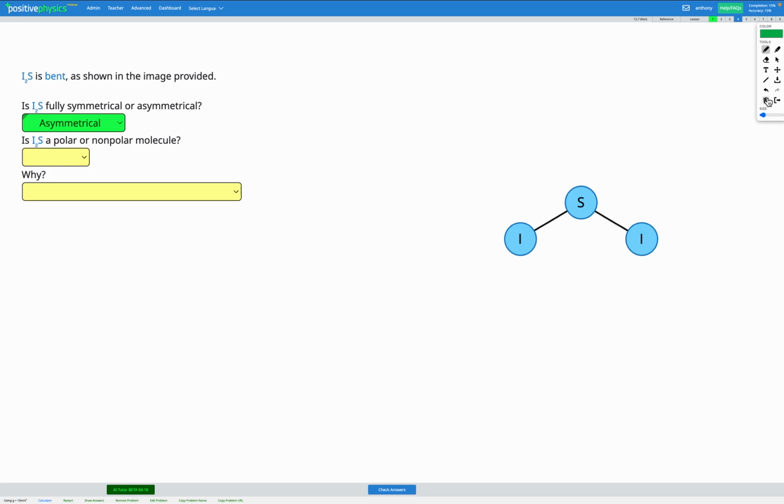So we're going to have some sort of dipole moment on this I here, and some sort of dipole moment on this I here. But we're missing something up here. So these are not going to all balance each other out. We're going to end up with a net dipole moment. So our answer here is that the dipole moments do not cancel each other out because it's asymmetrical, and therefore our molecule is going to be polar. Let's do one last question.